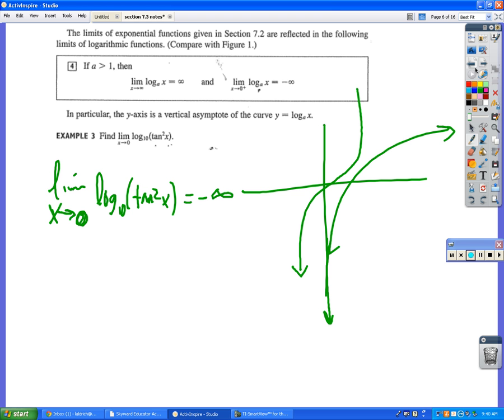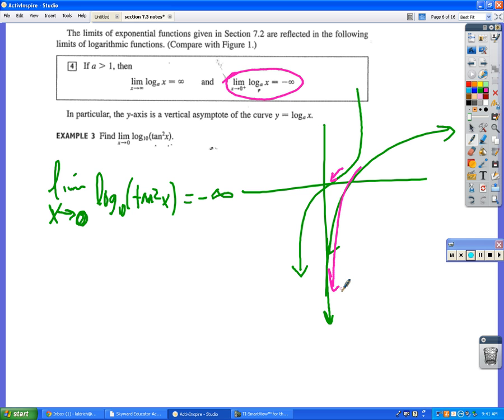And you're like, what? Okay, what I did in the end is I thought about what happens to the graph of the tangent squared of x as x approaches 0. Since I know the tangent graph looks like this, I figured that it was getting closer to 0. Then if this is getting closer to 0, I looked at this one here and said when that's getting closer to 0, that's approaching negative infinity.